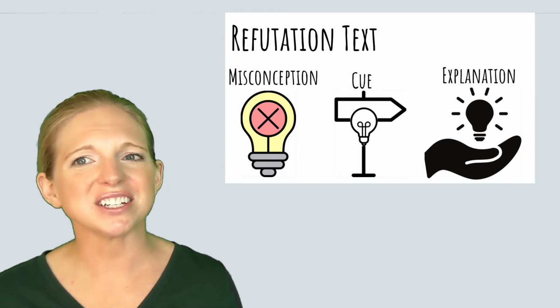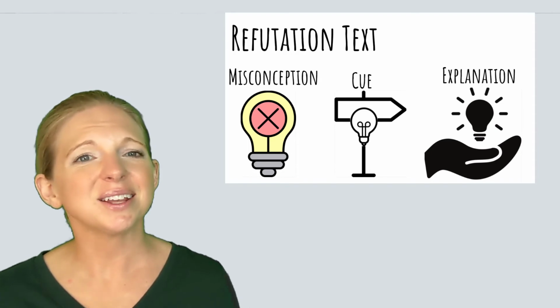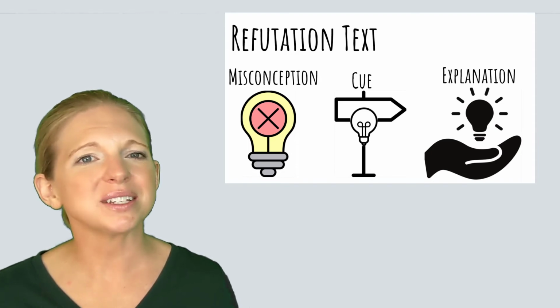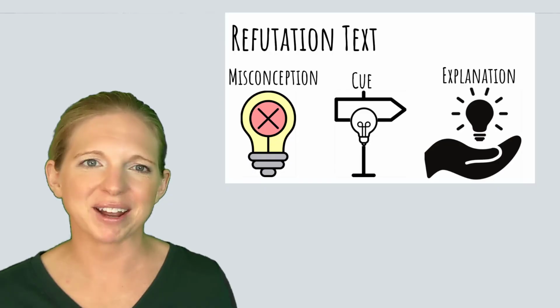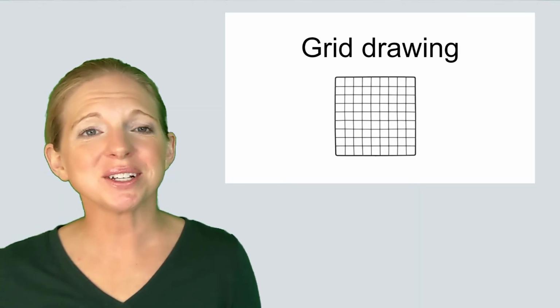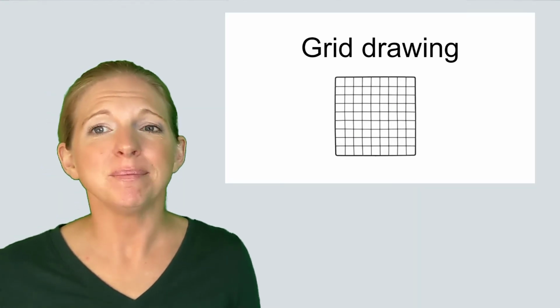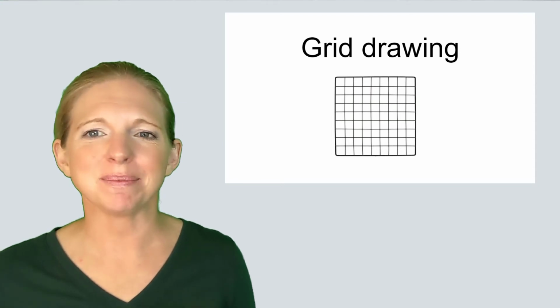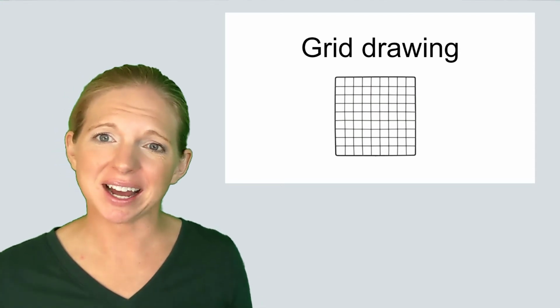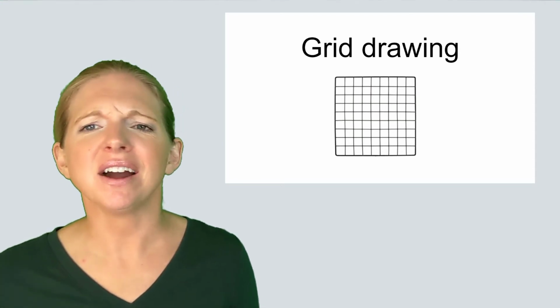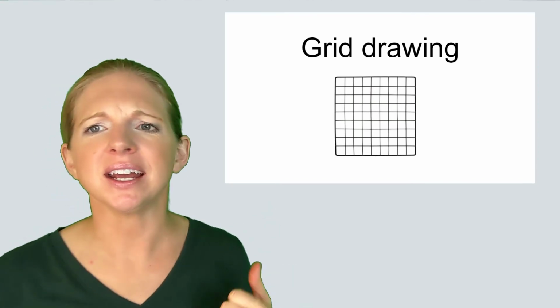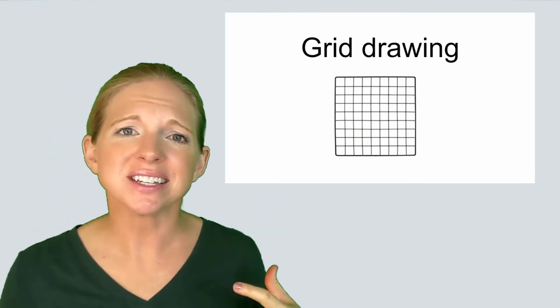Now let's watch a teaching segment in which I will demonstrate the redundancy, the signaling, and the coherence principle, as well as the refutation text in my classroom. Today we are going to learn about drawing with the grid. Many students resist this technique because it requires a bit of time to set up and understand. They argue that they draw better without it and that it's a distraction from their drawing process.